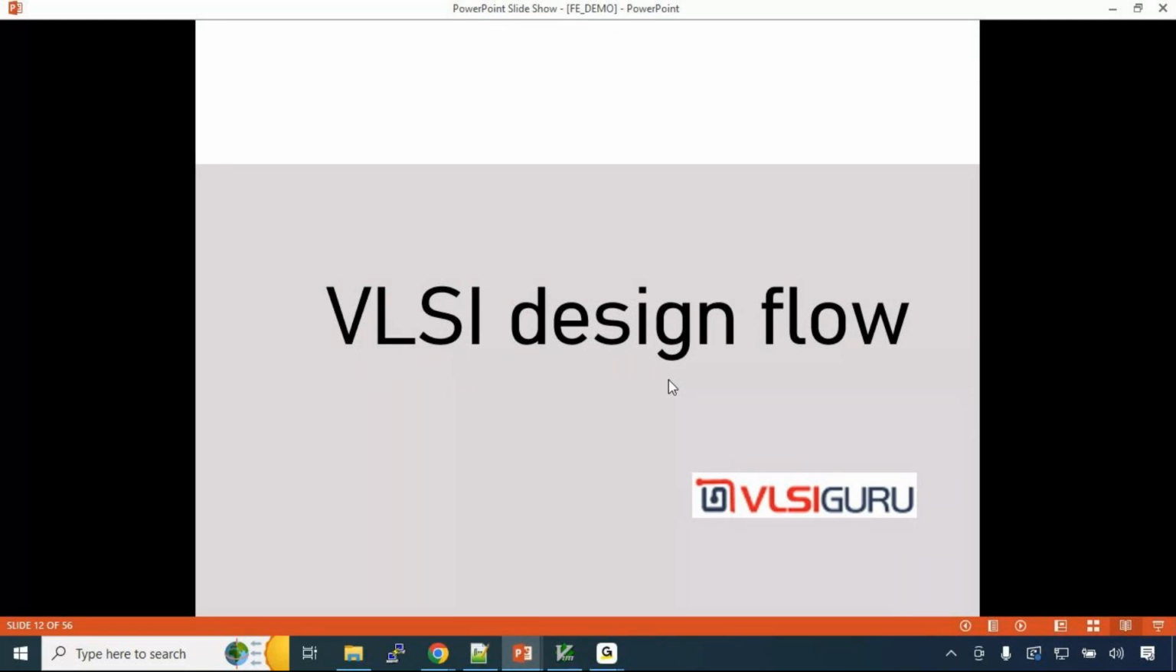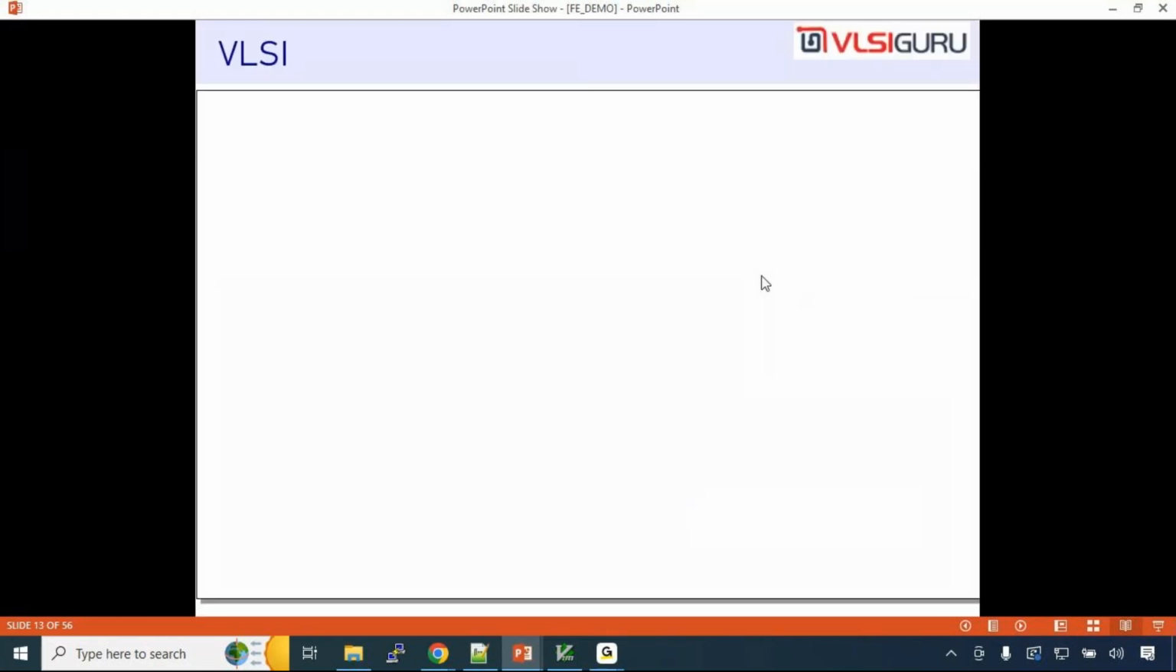Because we are in a VLSI demo session, let's focus only on the hardware part, that is, to understand what is involved in the development of hardware. One of the technologies used in the development of hardware is VLSI. What is that called? Very large scale integration. Means you are integrating things, putting things together.